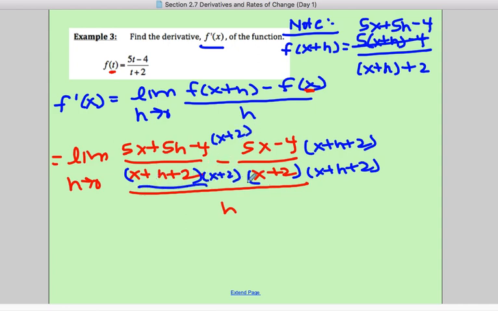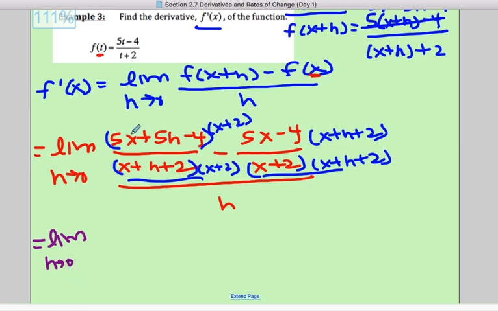Okay, now my denominators are common, so I'm going to put my numerators together. In order to do that, I need to go ahead and do a lot of distributing. Okay, so on my next step, we're going to just be doing some distributing. So we have our limit as h approaches 0, and you're going to need to write small. I'm going to try and do my best here.